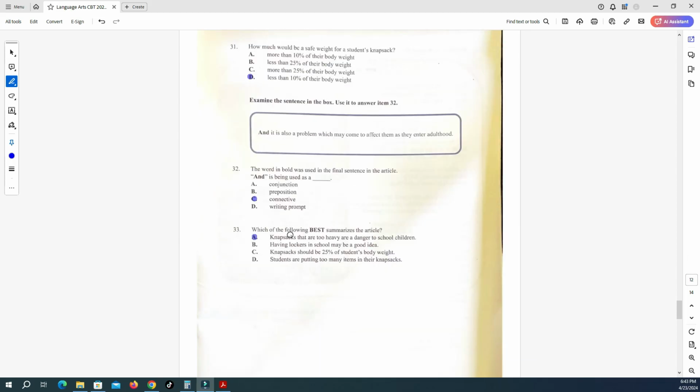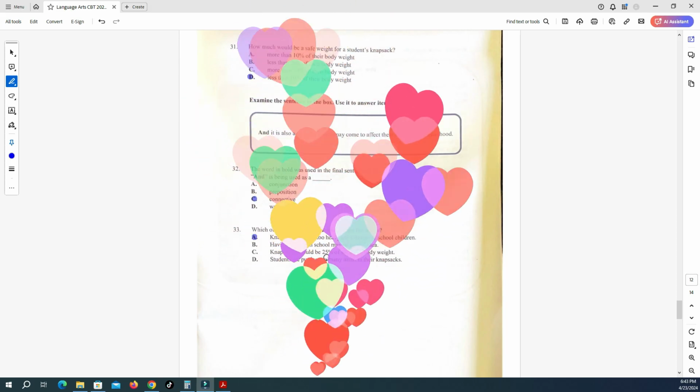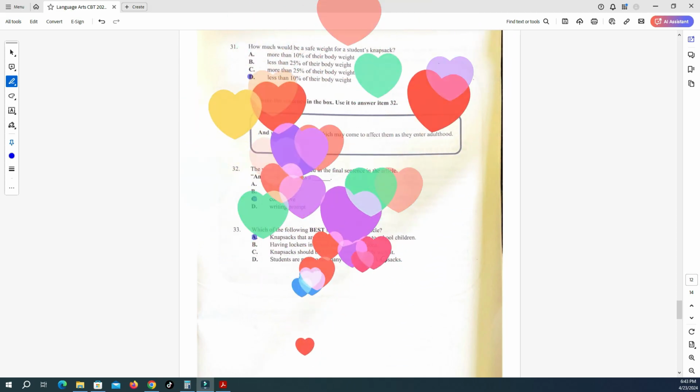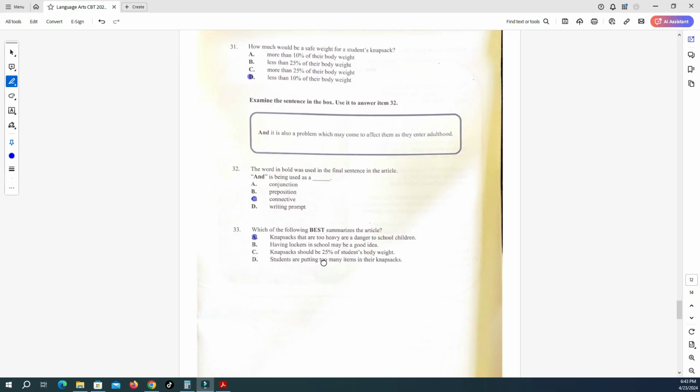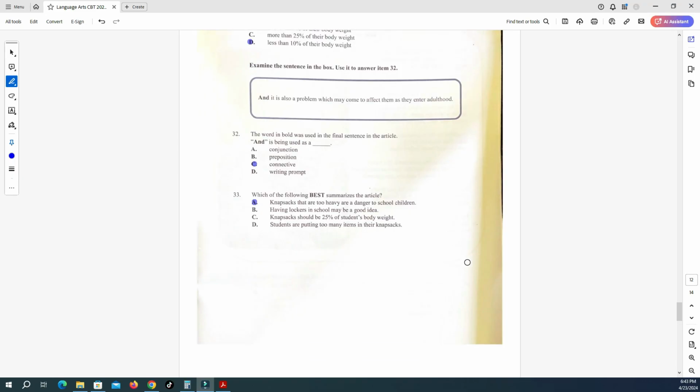All right. Which of the following best summarizes the article? Knapsacks that are too heavy are a danger to school children. So I chose that. I didn't see anything else that really looked like the answer. Like having lockers in school may be a good idea, knapsacks should be 25%, students are putting too many items in their knapsacks. I don't see those as answers, so I chose that one.